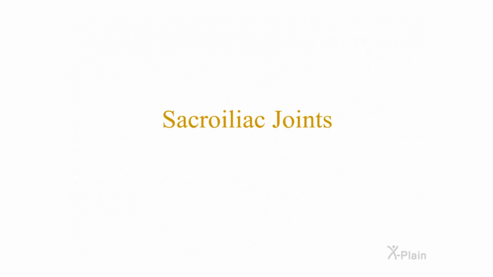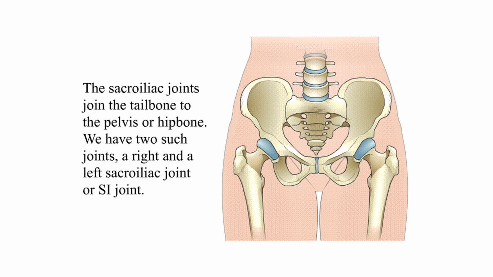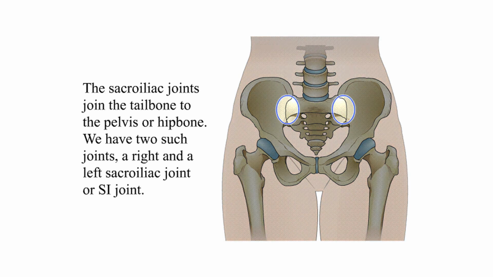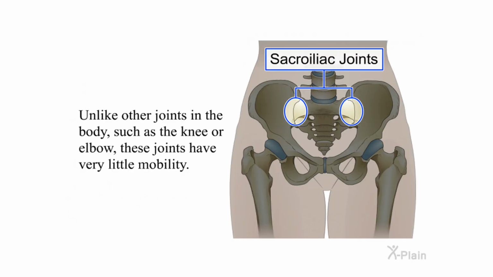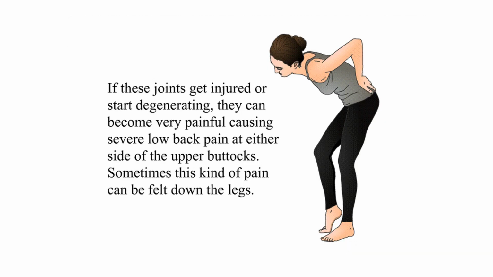Sacroiliac joints. The sacroiliac joints join the tailbone to the pelvis or hip bone. We have two such joints, a right and a left sacroiliac joint or SI joint. Unlike other joints in the body, such as the knee or elbow, these joints have very little mobility. If these joints get injured or start degenerating, they can become very painful, causing severe low back pain at either side of the upper buttocks. Sometimes this kind of pain can be felt down the legs.